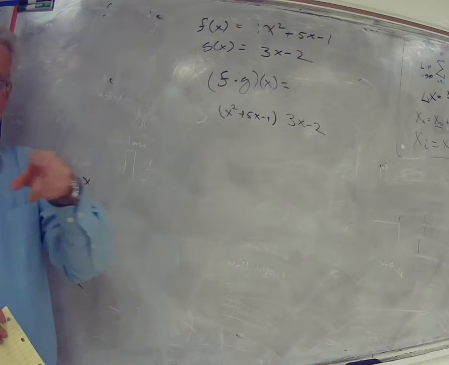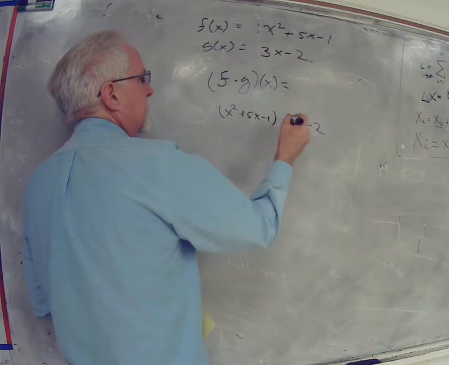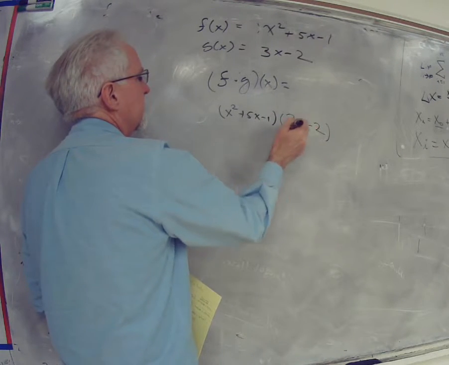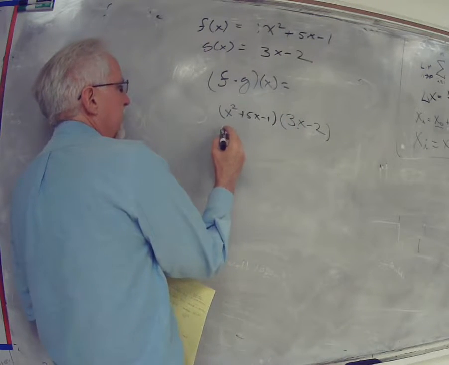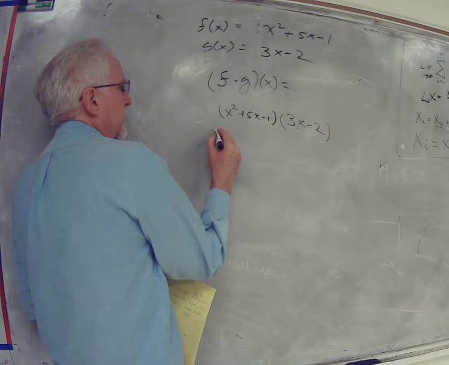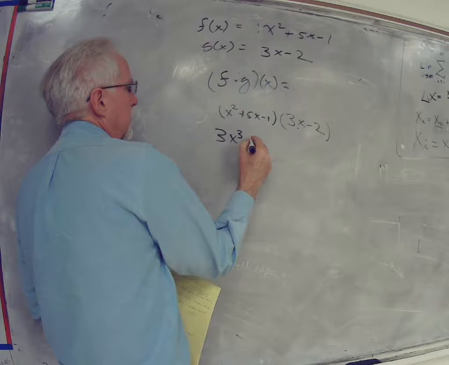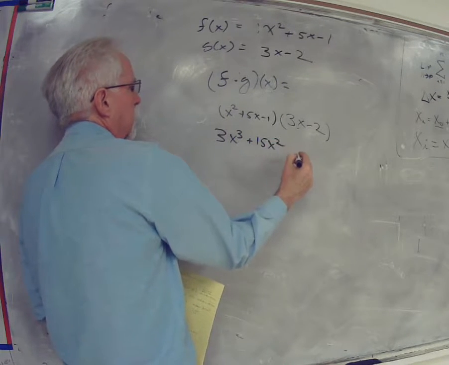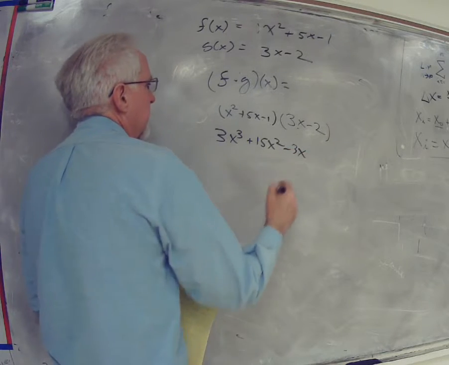Is everybody happy? Parentheses. You're not happy, right? Why are you not happy? You need to put parentheses on, because otherwise it's just the 3x multiplying. Okay, so now what do I have here? Somebody do the 3x multiplication for me. Braden, what am I going to have? 3x cubed plus 15x squared minus 3x.